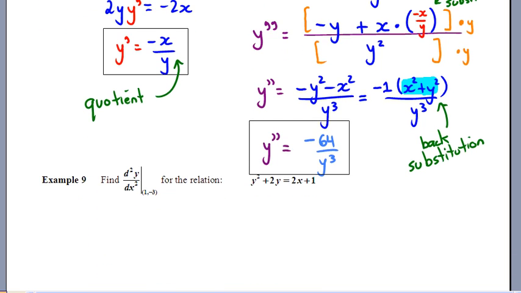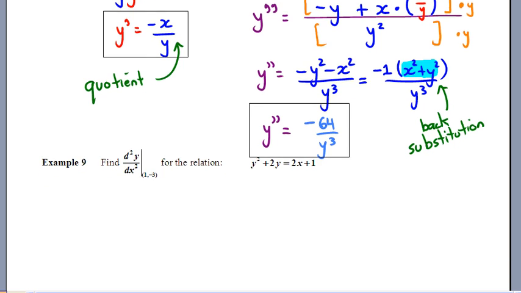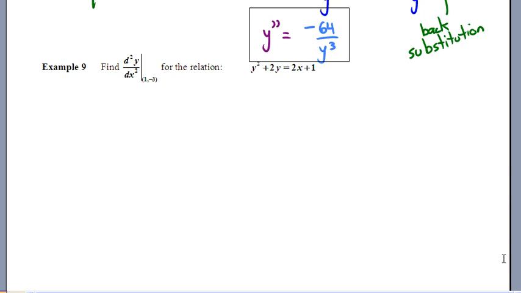Final one. Let's see if we can find the second derivative for this relationship here, and we're going to evaluate it at 1, negative 3. Okay, this might give us a chance to try out some of that substitution. Let's see if this thing cleans up.